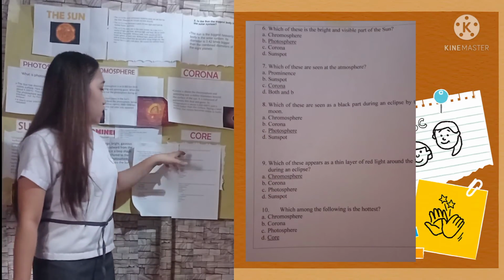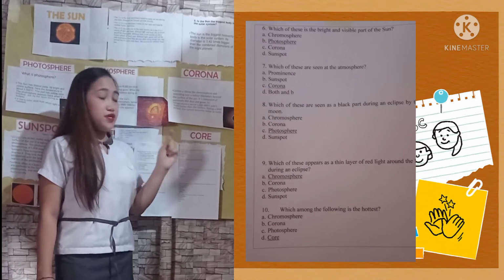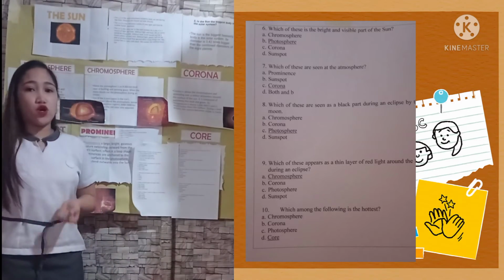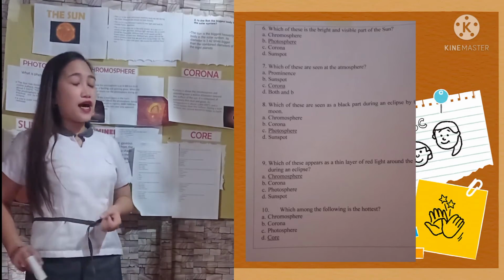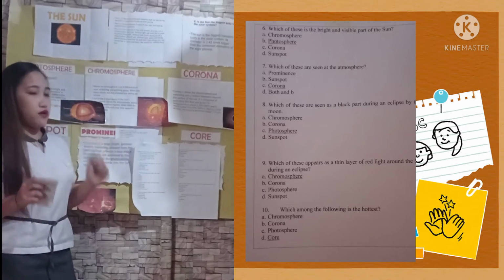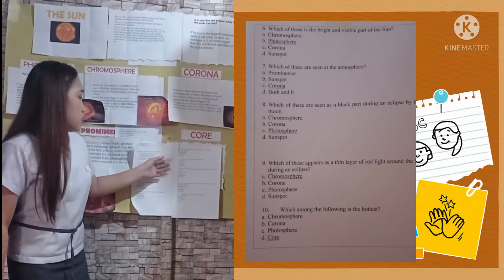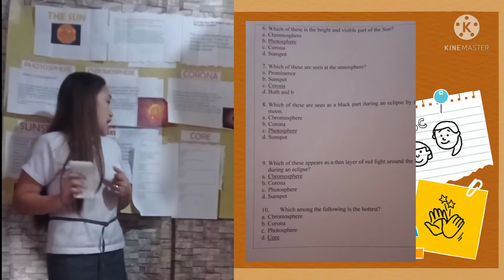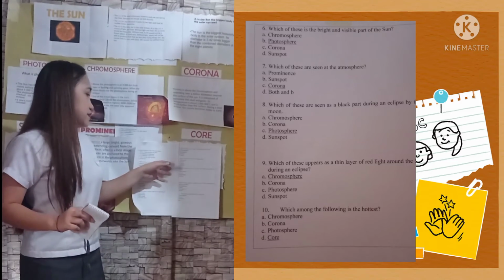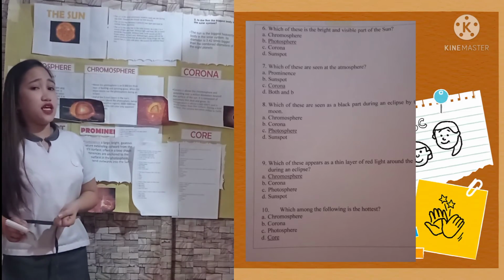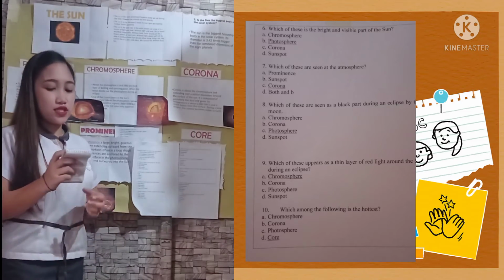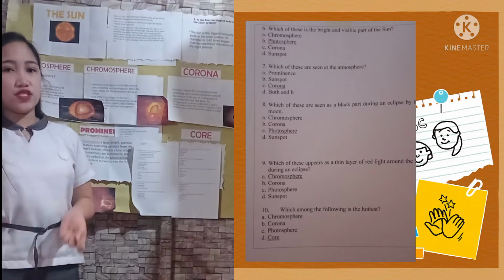Number 6. Which of these is the bright and visible part of the sun? Letter A, chromosphere. Letter B, photosphere. Letter C, corona. And letter D, sunspot. What is the answer? Okay, letter B. Number 7. Which of these are seen in the atmosphere? Letter A, prominence. Letter B, sunspot. Letter C, corona. And letter D, both A and B. What is the answer? Okay, letter C.